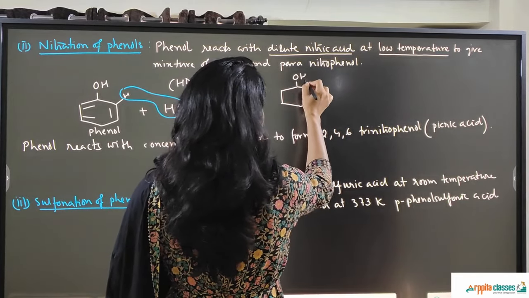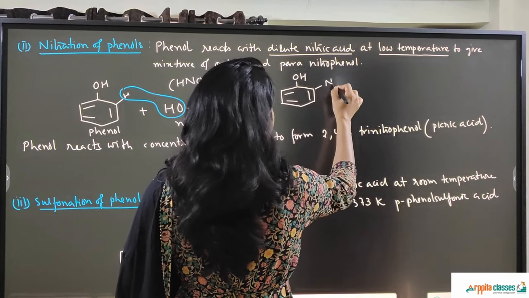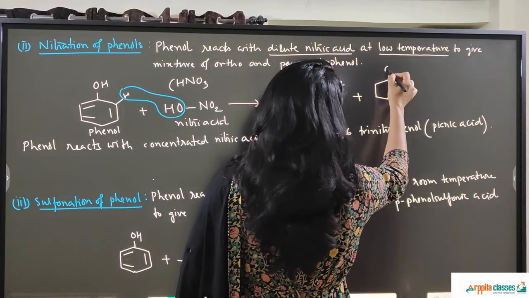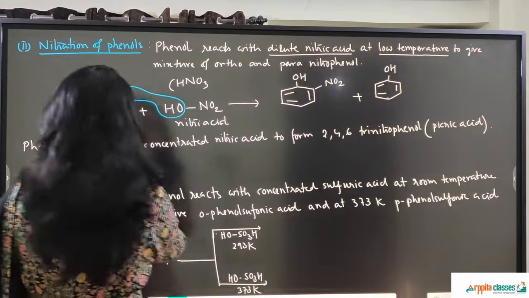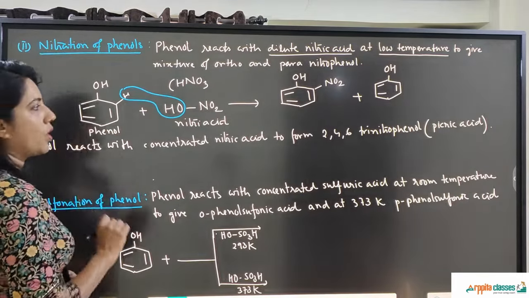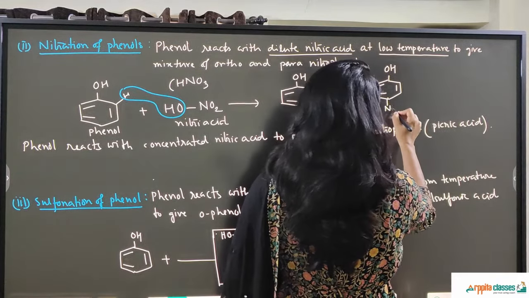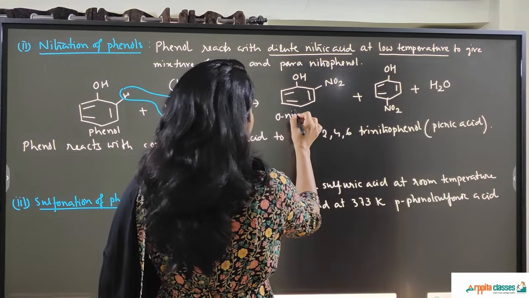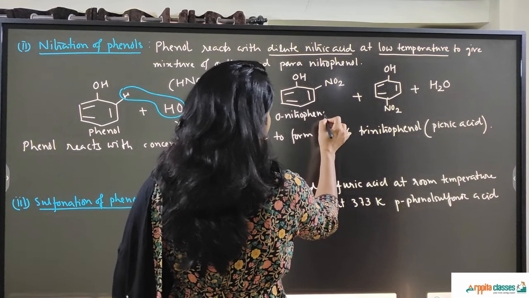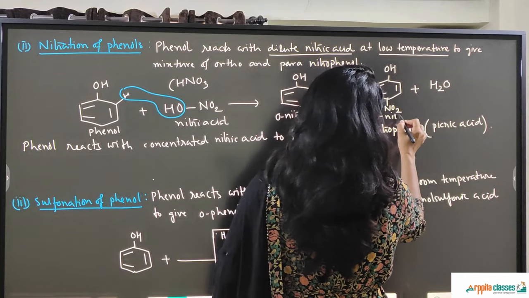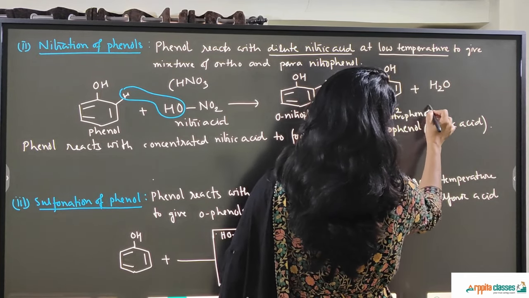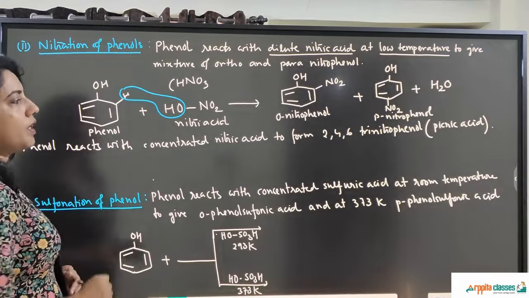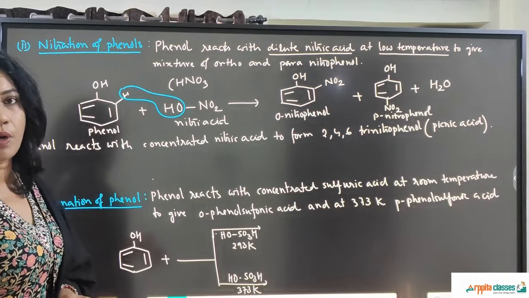So this is my phenol, and in one case NO2 gets attached to the ortho position, and the same thing happens from the para position also. The hydrogen from the para position will get removed with OH as water. So we get para-nitrophenol also. So the byproduct here is water. So we get ortho-nitrophenol and para-nitrophenol. And as I mentioned, whenever we get both ortho and para products, para will always be the major product. Phenol reacts with concentrated nitric acid to form 2,4,6 tri-nitrophenol, that is picric acid.